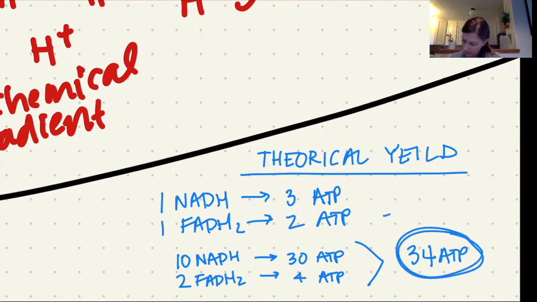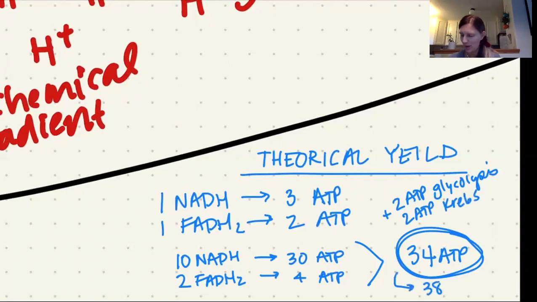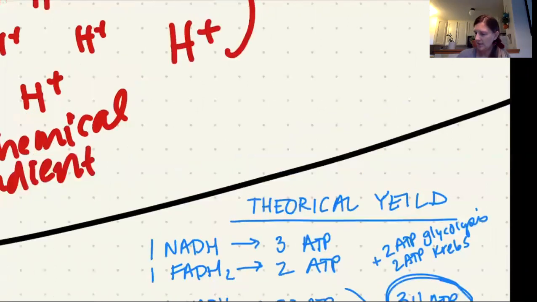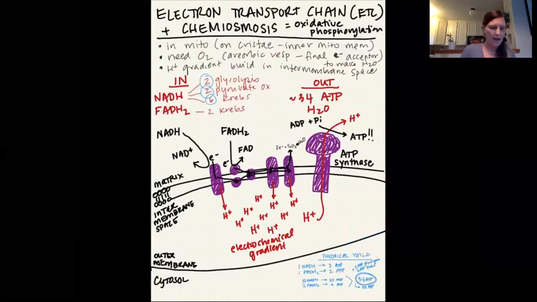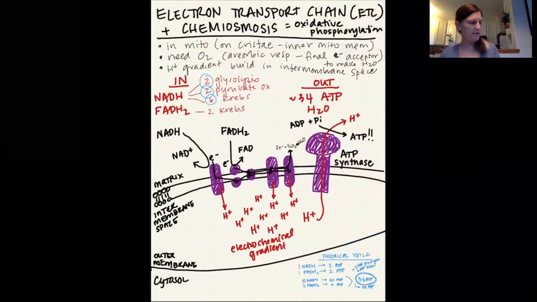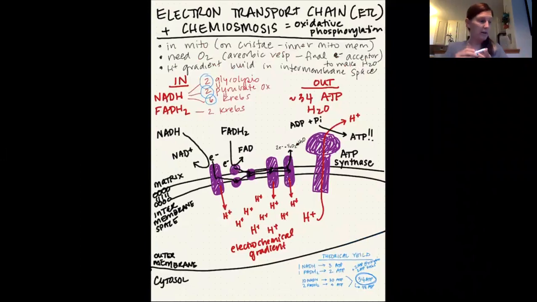And then we also have 2 ATP from glycolysis, and we have 2 ATP from Krebs. So that's how you get your total of 38 ATP, just so you get a sense of where that number is coming from. All right, so that is the drawing of pyruvate oxidation, Krebs cycle, ETC, and chemiosmosis.